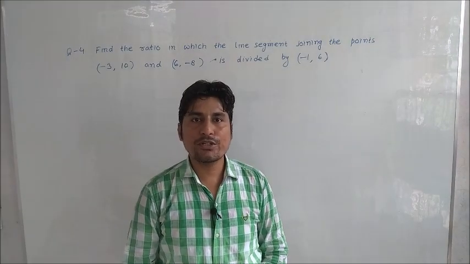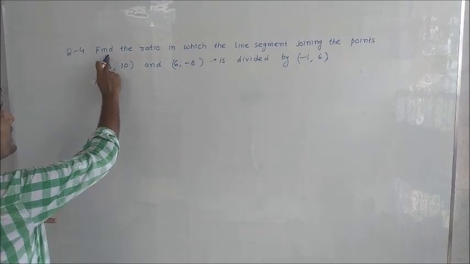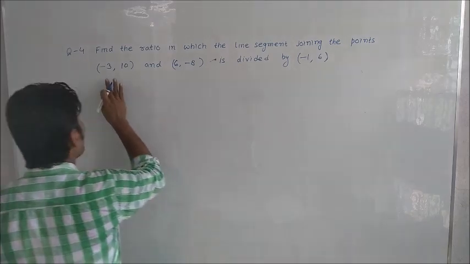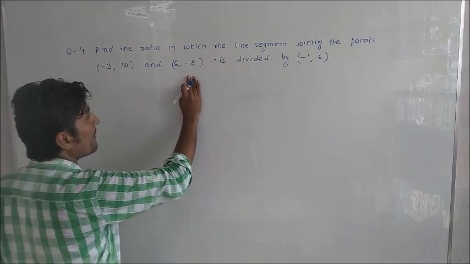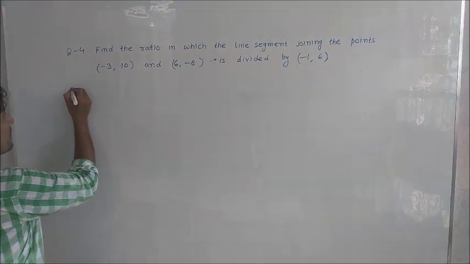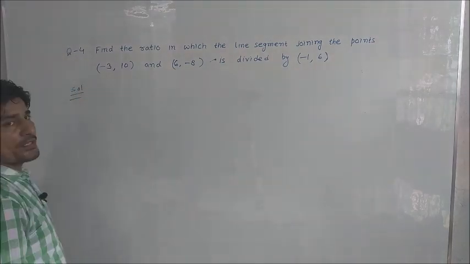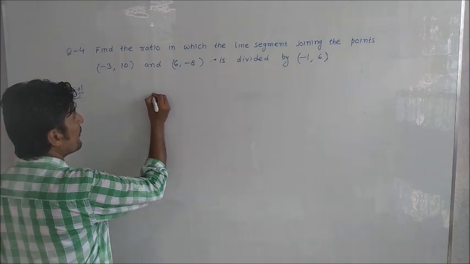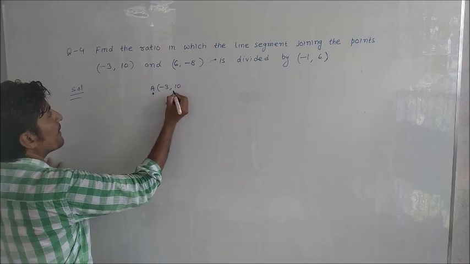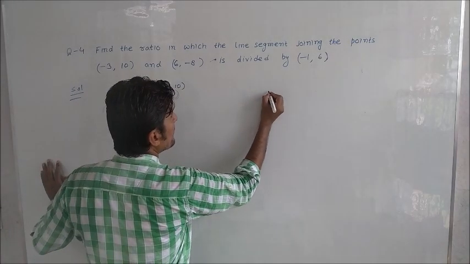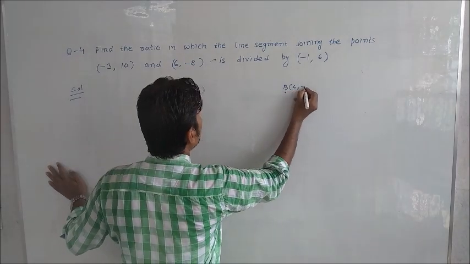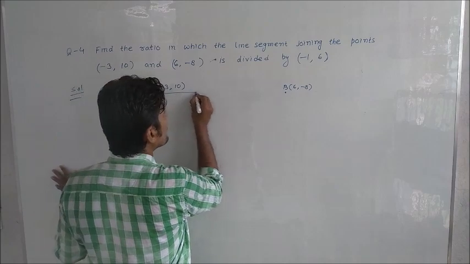Now let us see the fourth question of same exercise. Find the ratio in which the line segment joining the points (-3, 10) and (6, -8) is divided by (-1, 6). So let us see the solution of this question. Suppose we are having the very first point A whose coordinate is given (-3, 10). Second point is B whose coordinate is given (6, -8). Now let us join these 2 points.